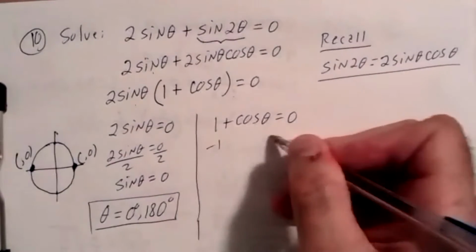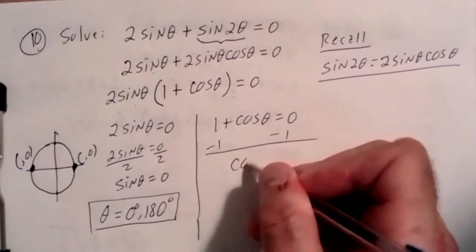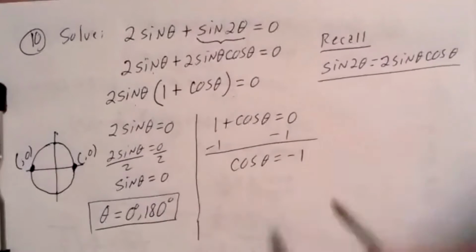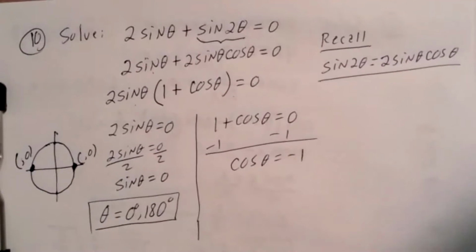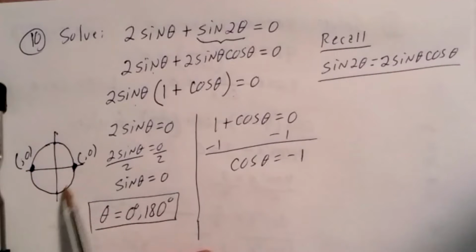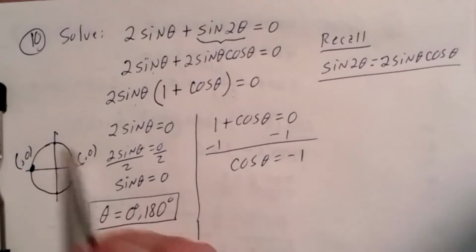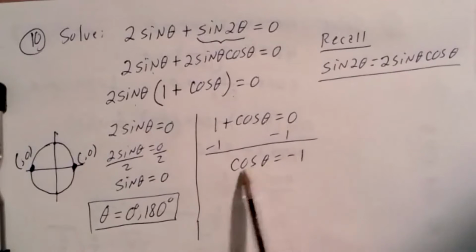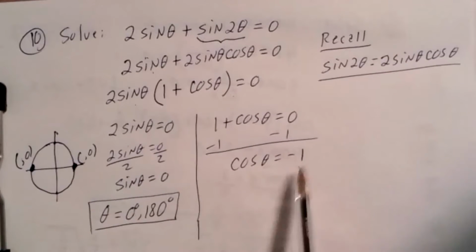We do so by subtracting 1 from both sides to solve for the cosine of theta. Now, the cosine of what angle gives you -1? What point on the unit circle has an x coordinate of -1? And what angle does it lie at? Anybody? Cosine of what angle gives you -1?